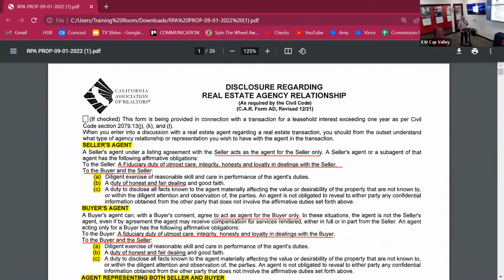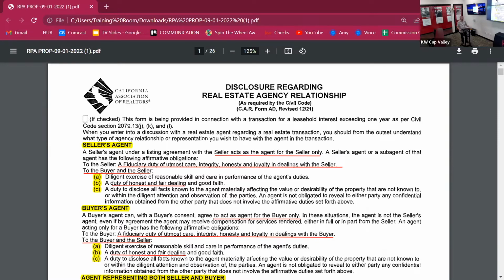This is a disclosure regarding real estate agency relationships. Most of you have heard me describe this form before, but I'm going to go through it again. Disclosure regarding real estate agency relationships is required by the California Civil Code to be given to all buyers and sellers, and as one of the first documents that you do once you decide to either list the property or represent a buyer by putting in an offer. It's also, just a side note, required for property management clients.